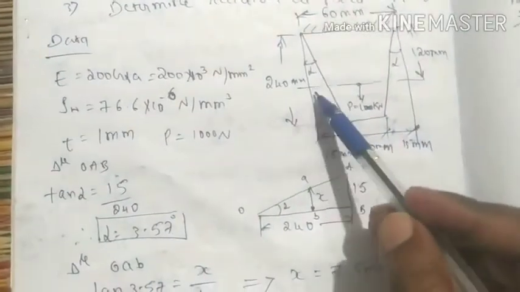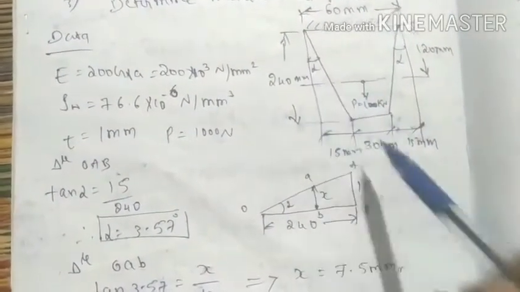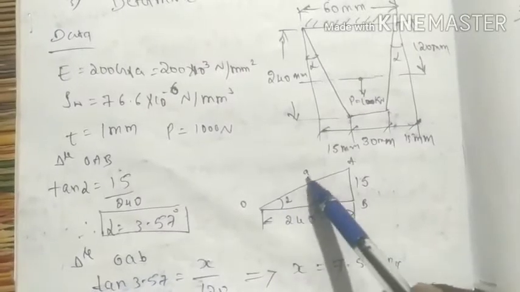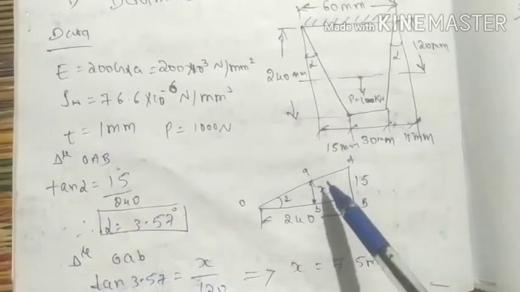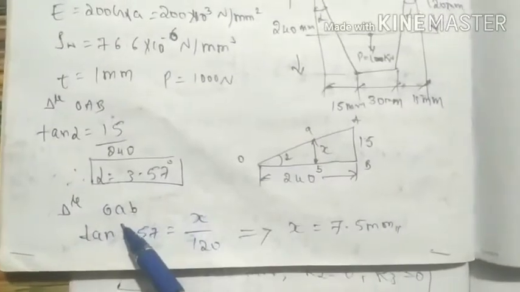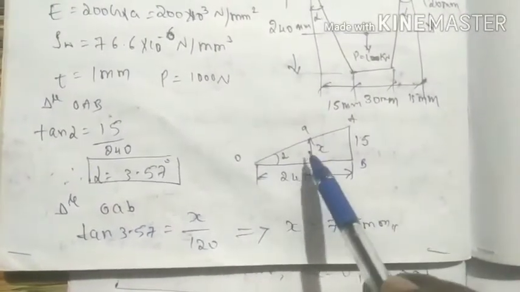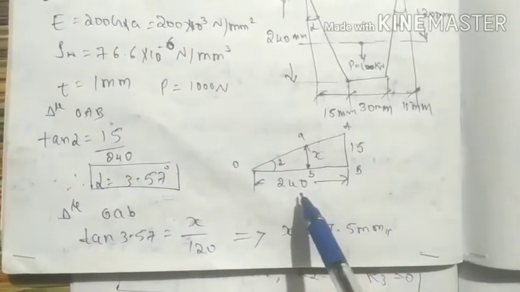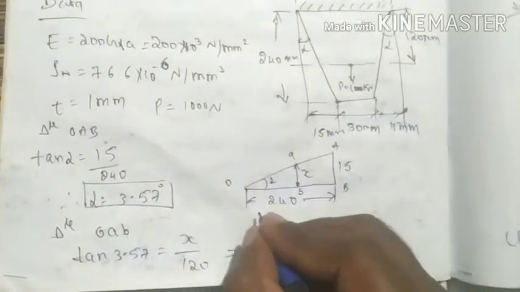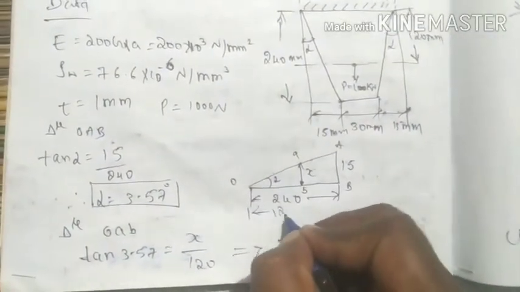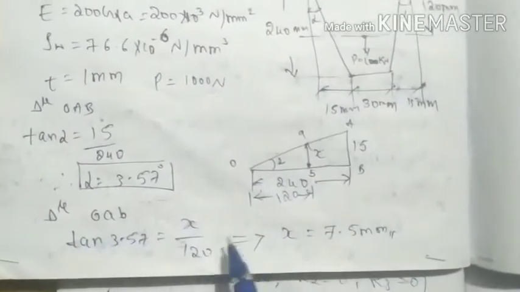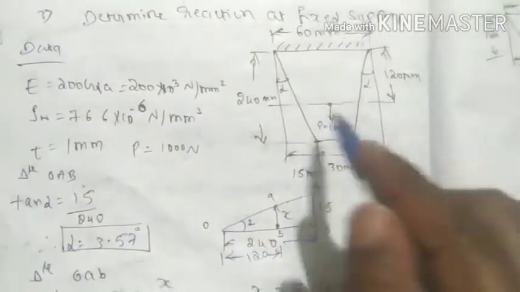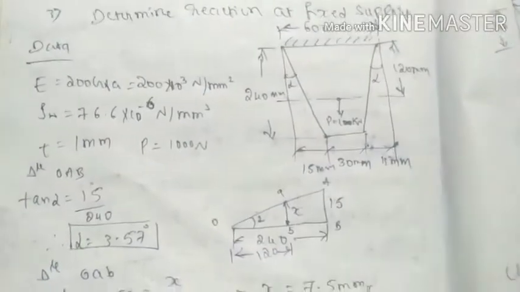Now we need to calculate the gap or width here. Let us consider that as x. Again we consider one more triangle, O, small a, small b. Apply the tan rule again. Tan alpha is equal to x by the distance here, which is 120. So tan alpha equals x by 120. Therefore x becomes 7.5 mm. That means the gap here is 7.5 and here also 7.5.